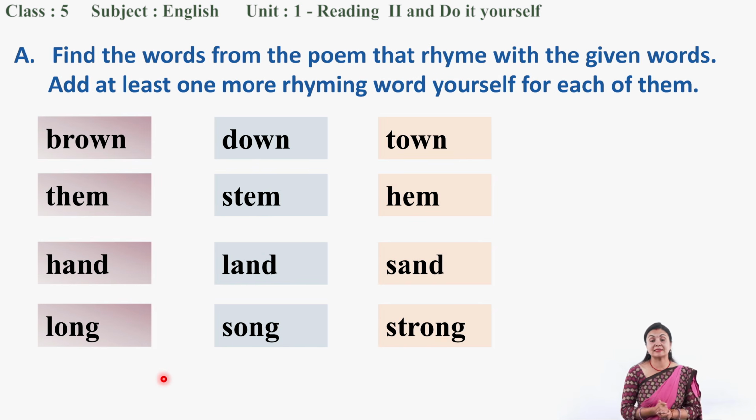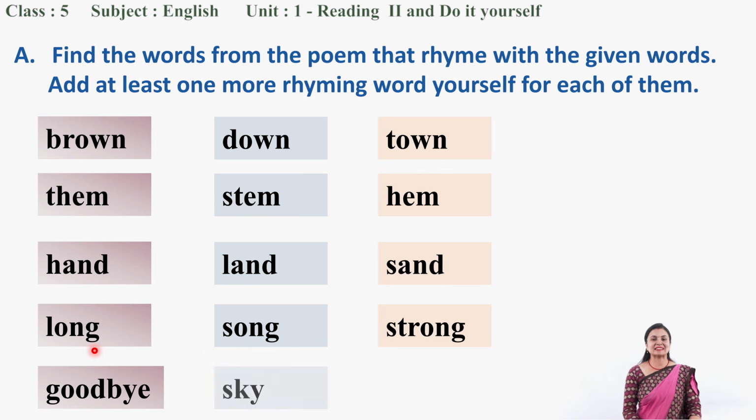Okay, now here is the last word for you. That is goodbye. So, what is the rhyming word in the poem for goodbye? Very nice. Sky. Okay, then tell me another rhyming word yourself. What should be the rhyming word of goodbye? Sky. Like that? Okay, that's great. Hi. Excellent. You have done it very well. So it's easy for you to find the rhyming words? I think it's quite easy for you, isn't it?